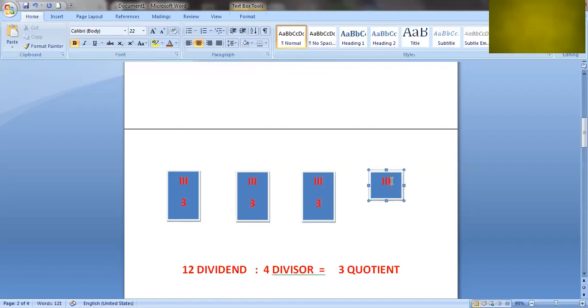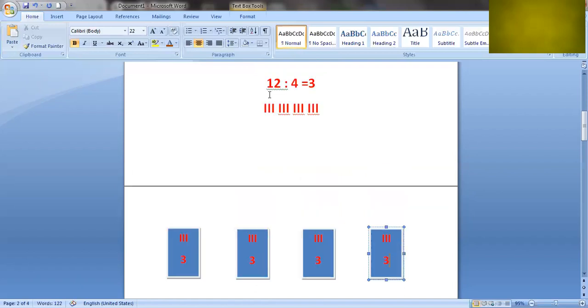This is a model for division. It could also be a model for multiplication, because division and multiplication are opposite operations. 12 divided by 4 equals 3, and the opposite, 3 times 4 equals 12.